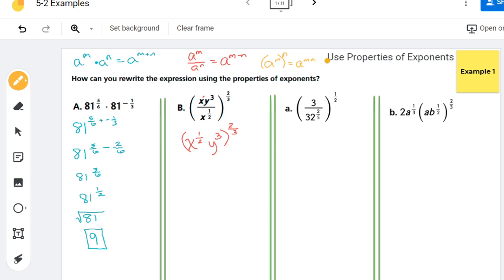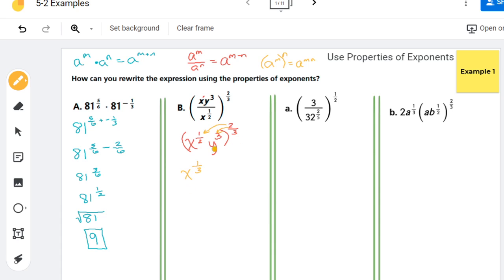So this power of a power property works across multiplication. If this was added or subtracted, that's a different ballgame. But what I could do with the multiplication, or if this had been division, is distribute this 2/3 across my exponents. So x to the 1/2 times 2/3. That's going to turn into x, the 2's cancel out, to the 1/3.